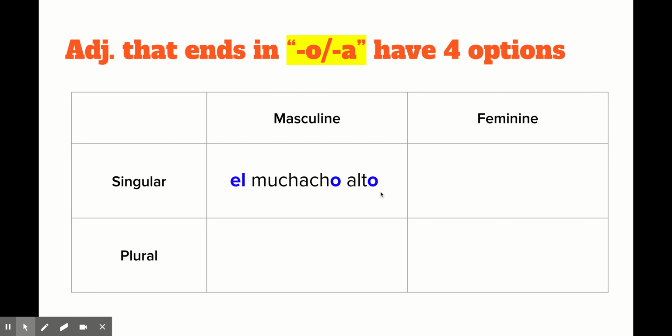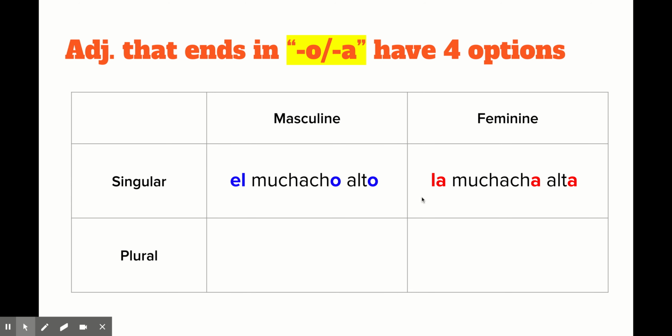Now, if we were to talk about the feminine version of this, it would look like la muchacha alta, right? La muchacha alta. Notice now I have a feminine young lady. Therefore, the adjective needs to change from an O to an A, not la muchacha alto. No. She is la muchacha alta because she is a lady, okay? That's how we do it for the singular adjectives that end with O or A.